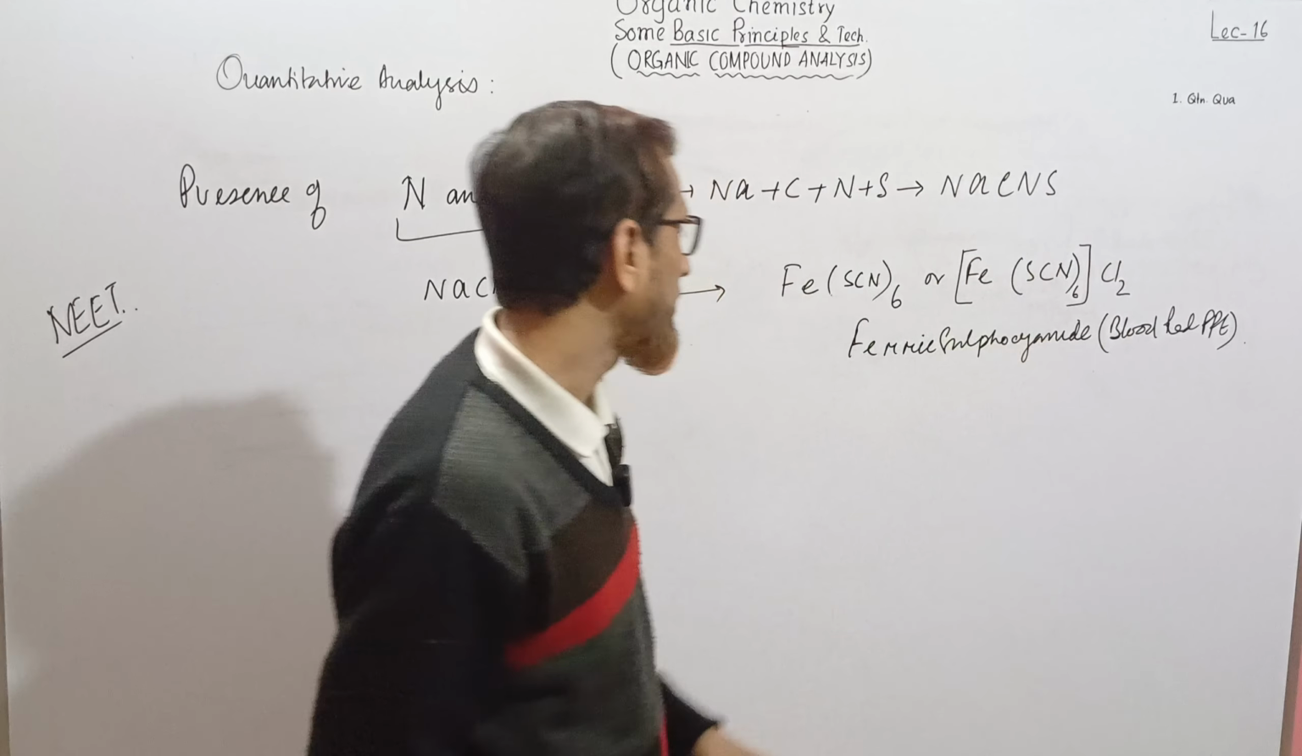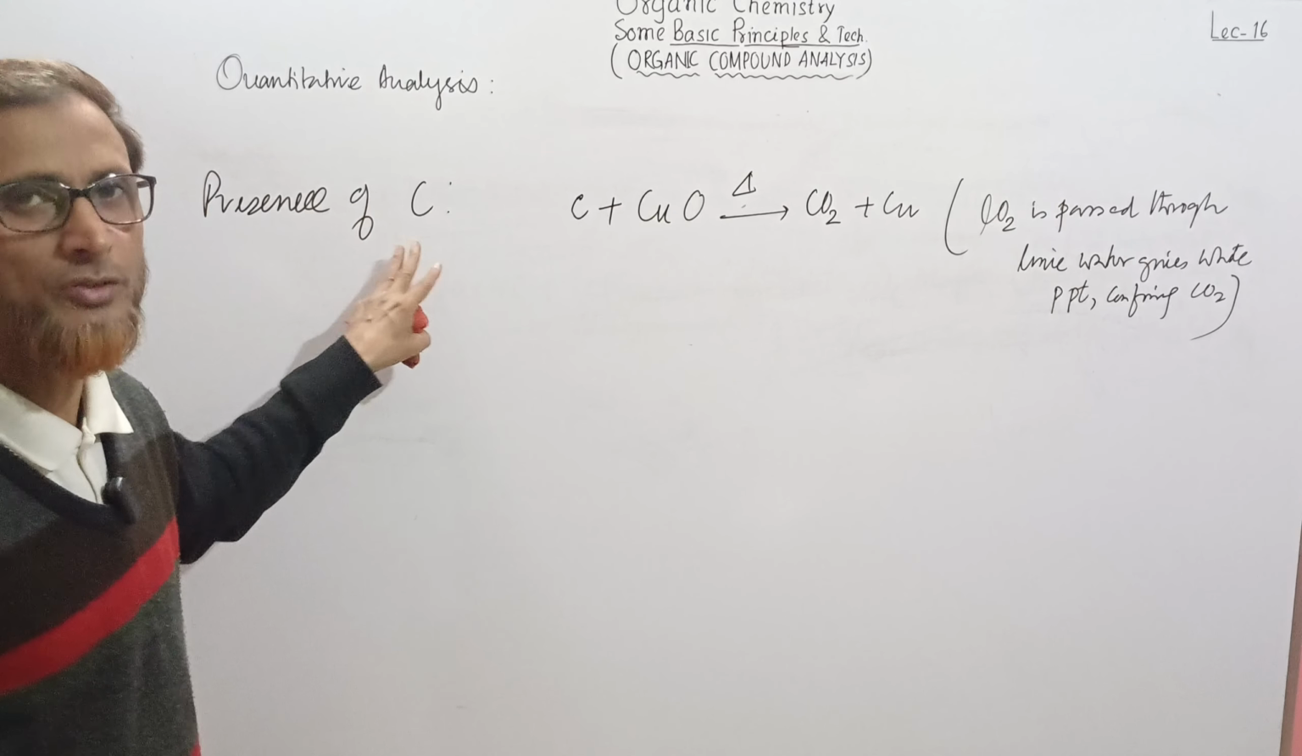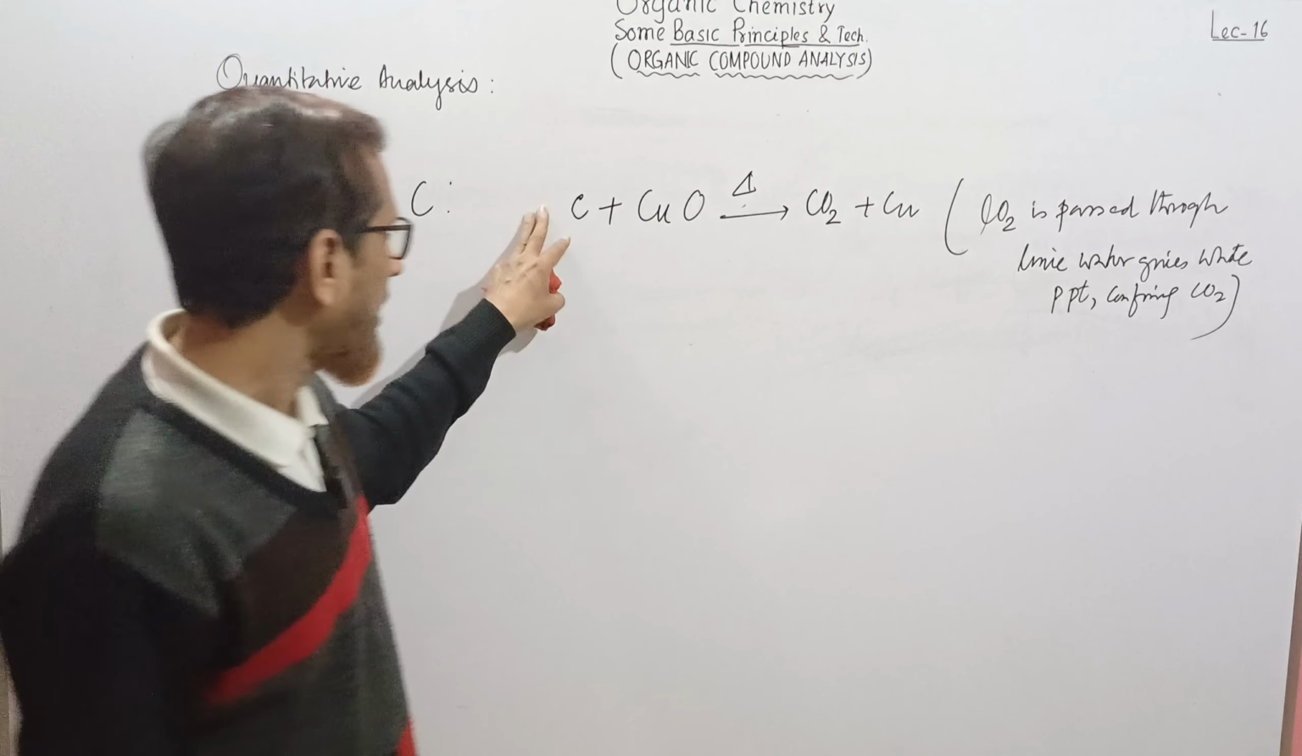So, besides Lassaigne's test, now in an organic compound the main constituents are carbon and hydrogen. If you are asked how you will confirm the presence of carbon, the compound is heated with copper oxide, CuO, and you get carbon dioxide plus copper. And how will you confirm that it is carbon dioxide? This carbon dioxide gas is passed through lime water, calcium hydroxide, and then the lime water will turn milky white. This confirms the presence of carbon dioxide, which means there is carbon, and that carbon must come from the organic compound.